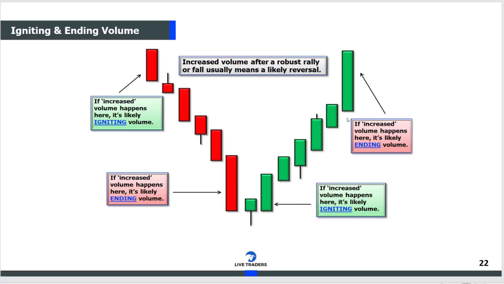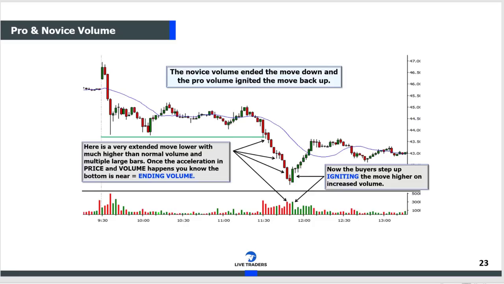Now, the same thing on the long side. If you got a huge volume spike right here, that would be considered igniting volume, right? But if you got the exact same volume spike up here, that would be considered ending volume. Why? Because of where it's happening on the chart. Okay, let's take a look.